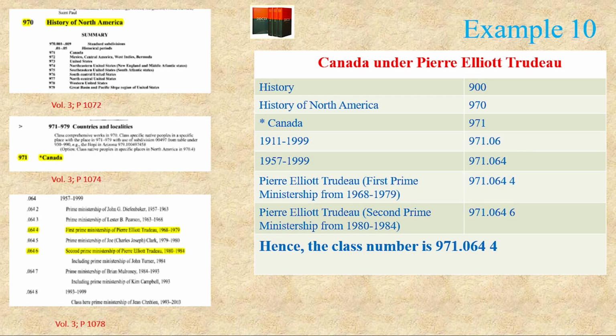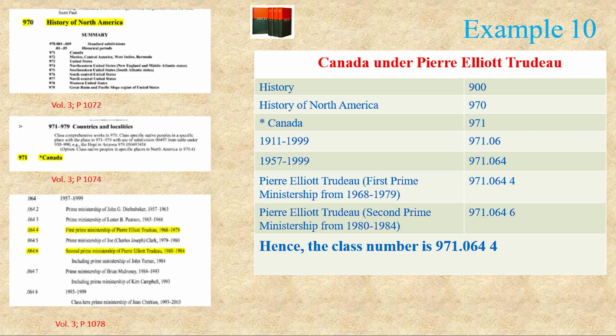So learner, come to the next example. There is another example: Canada under Pierre Elliott Trudeau. Here, identify key elements. First, geographic focus, that is Canada. Then the historical figure, P.E. Trudeau, who was the Canadian Prime Minister. So determine the main class. History falls under 900. History of North America falls under 970. Then Canada falls under 971. Then time period 1911 to 1999 is 971.06. 1957 to 1999 falls under 971.064.